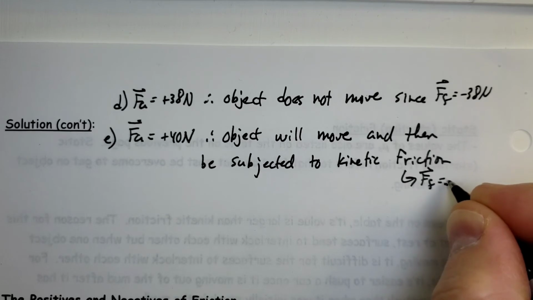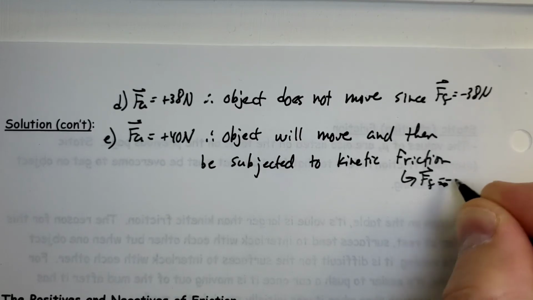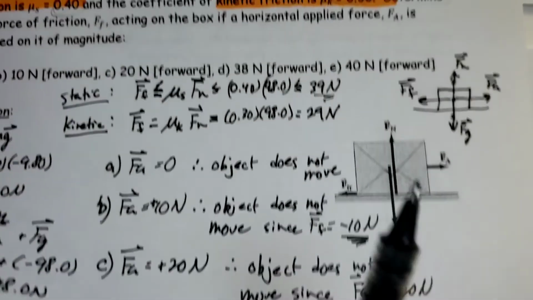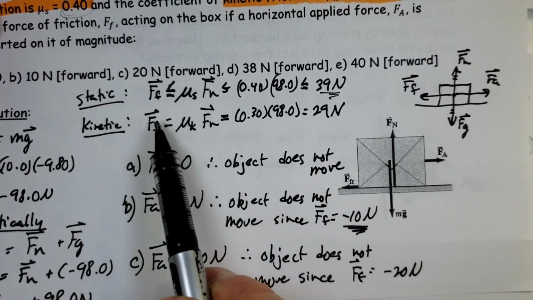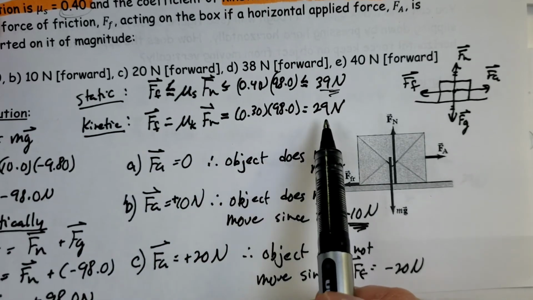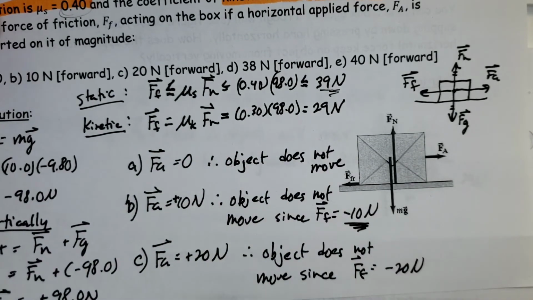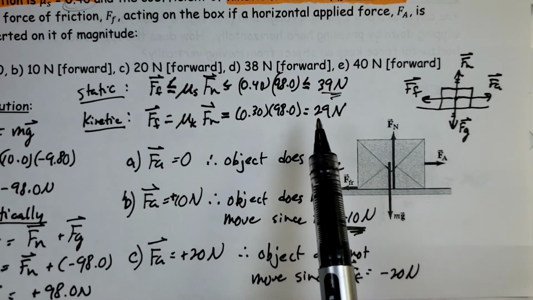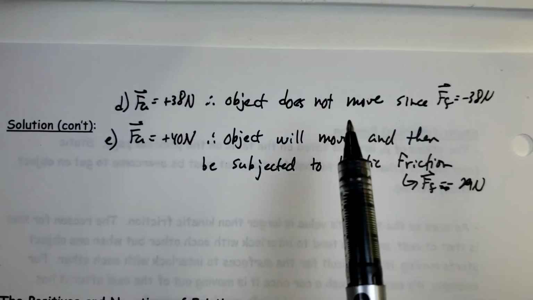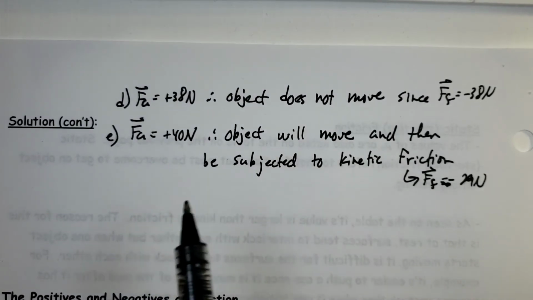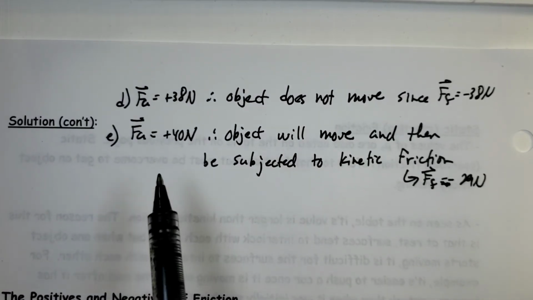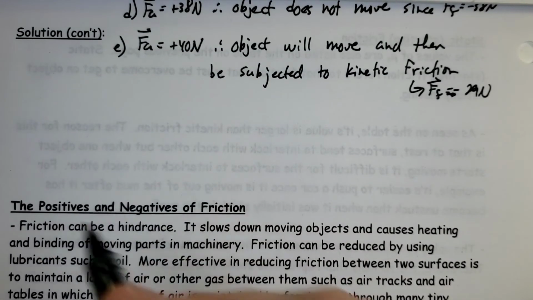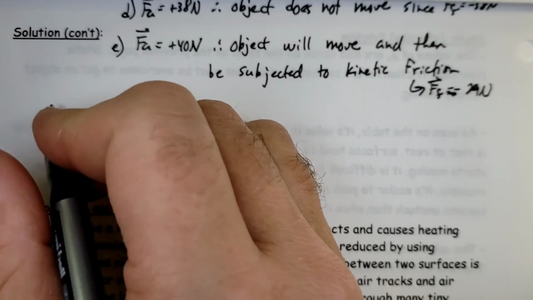And my kinetic friction that I figured out earlier is -29. So once it starts moving, then kinetic friction takes over. So less friction is going to be applied to it because it's already moving. It took me a large amount to get it moving, but once it starts moving, I can ease up a little bit and it'll move at constant velocity, or if I'm still pushing it at 40, it will of course begin to accelerate.